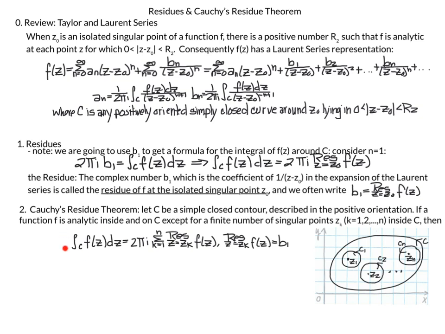Then the closed curve integral over C of f of z is equal to 2 pi i times the sum of the residues of f of z.